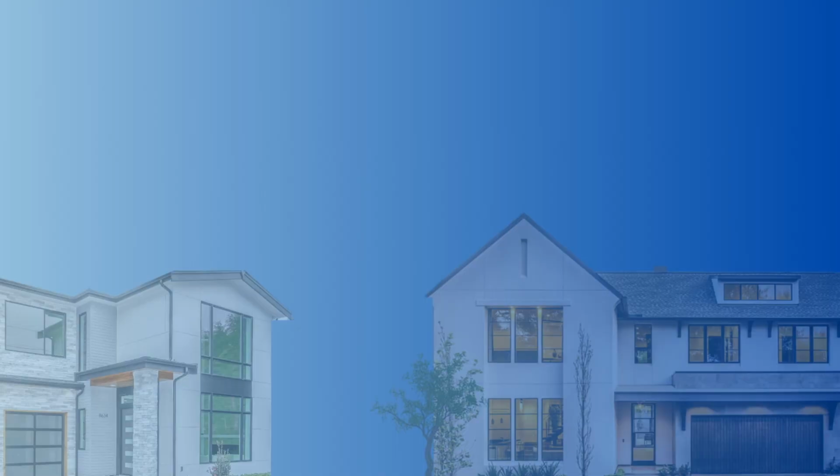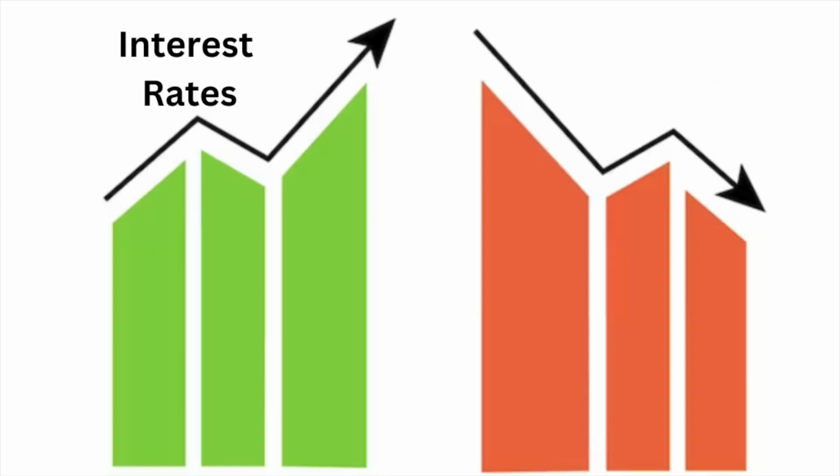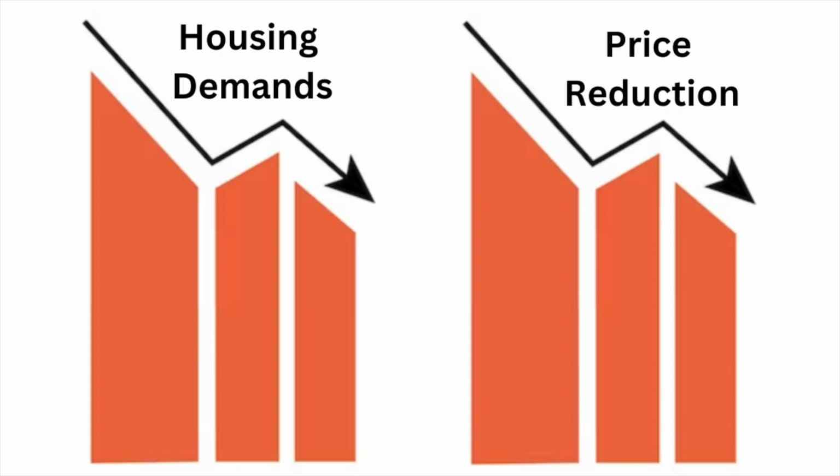These factors are known as macroeconomic factors. Now, what do I mean when I say that? A few examples of macroeconomic factors are interest rates, inflation, and job market trends. You can clearly see today how record high inflation led to interest rates rising, how interest rates rising led to housing demand slowing, and how housing demand slowing leads to price reduction. All of these factors will affect the real estate market.